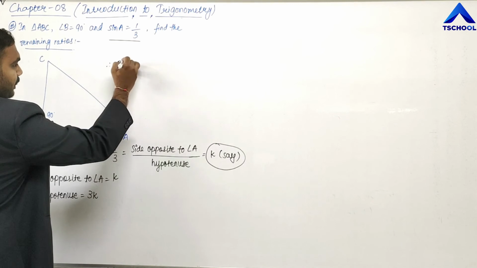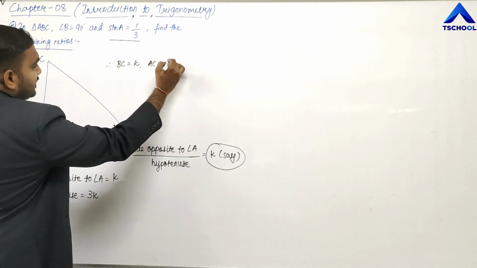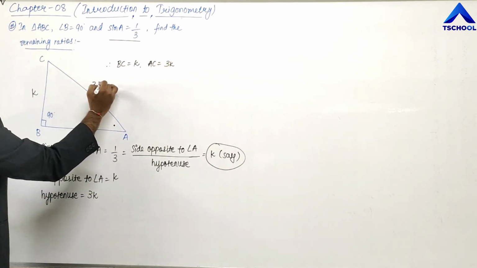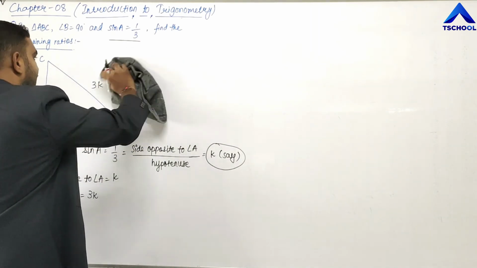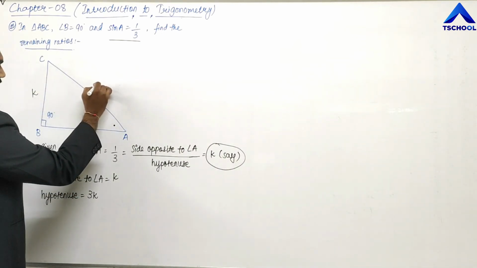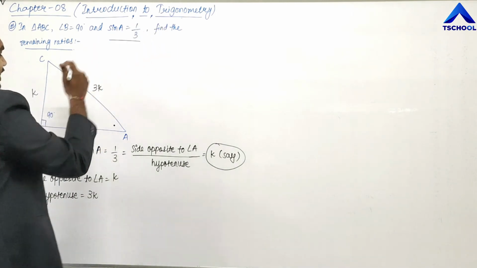Therefore, BC equals K and AC is equal to 3K. So this will be now K, this will be now 3K. Is this thing clear or not? Right? You can directly write it down now that BC is equal to K and AC is equal to 3K. Now to find out the remaining ratios, friends, first of all we will require this side, because we require the side adjacent to angle A also, no?